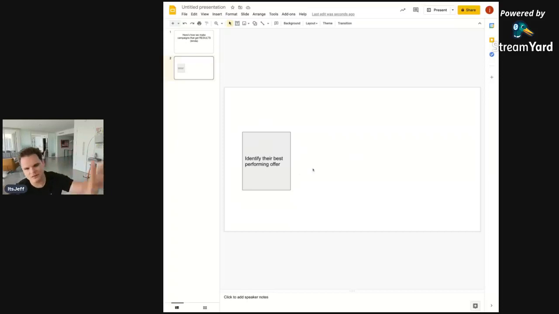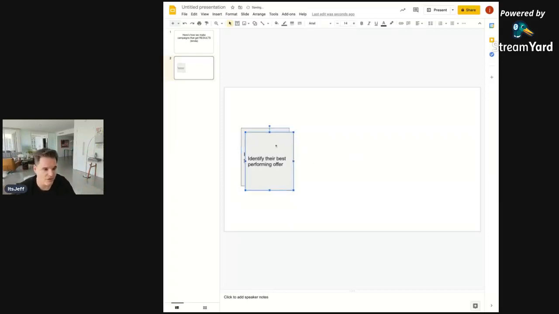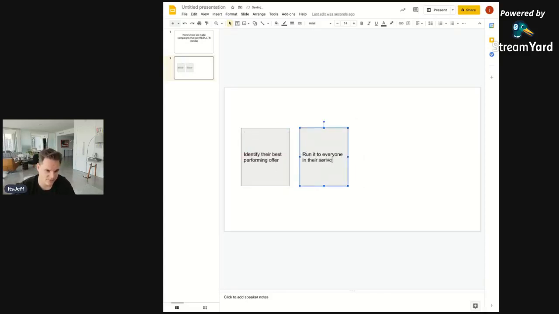And so you have to, quote unquote, put lipstick on a pig, but effectively their best performing offer, we simply run an ad that has their best performing offer and run it to everyone in their serviceable zone.